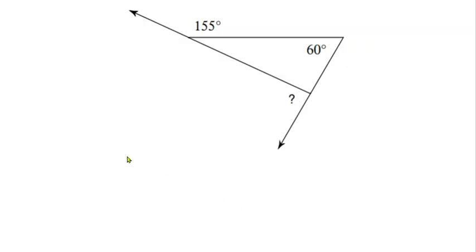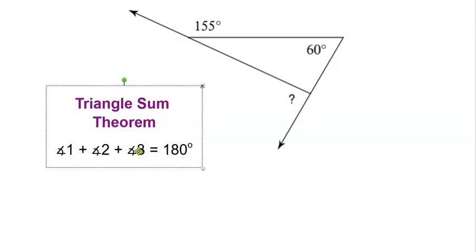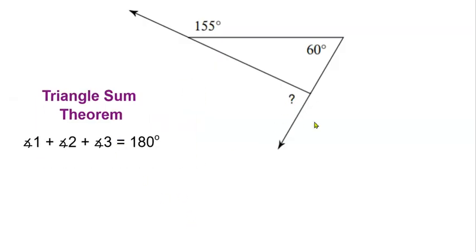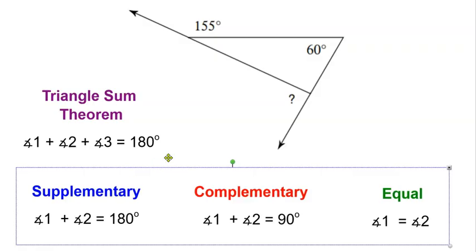We also know that the angles inside of a triangle all have a sum of 180. That's known as the triangle sum theorem. We might need to use that in order to find this missing angle, or we might use some of those other rules we know. Don't forget what those other 3 rules are. Those other 3 rules are that you can have complementary, supplementary, or equal combinations.